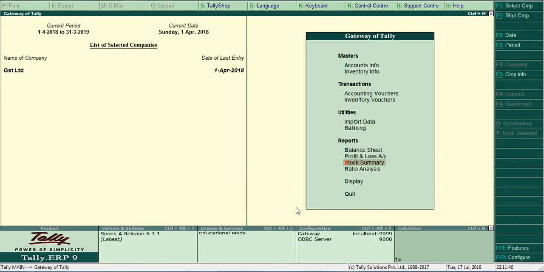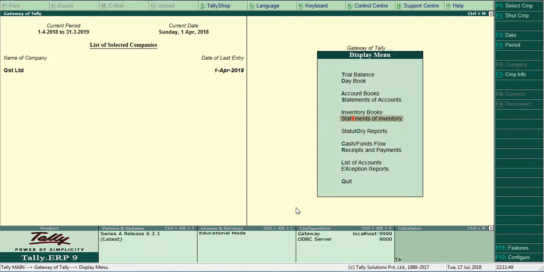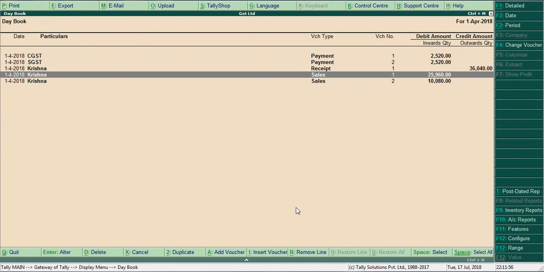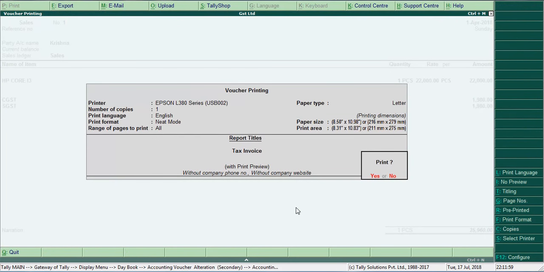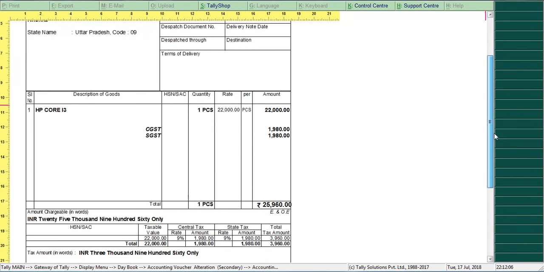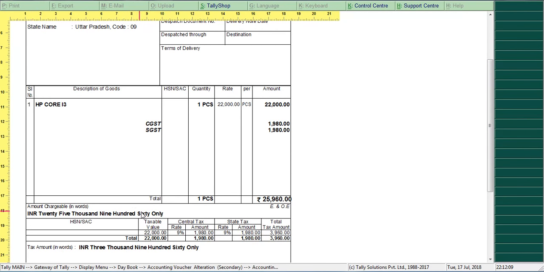Now go back, go in display, day book. Okay, we may see the sale taxable. Alter, yes. Then this one, yes. Suppose that the rate of laptop is 22,000 and the central tax is 9% and state tax is 9%. If this is showing in your voucher, then you understand that your GST is true, and if this is not showing, then your GST is not true.